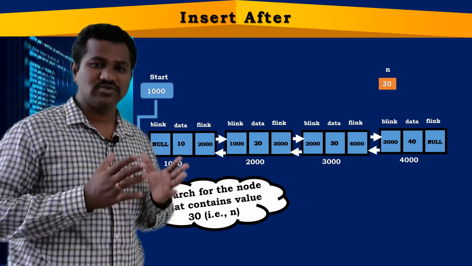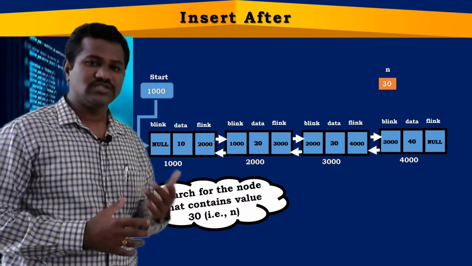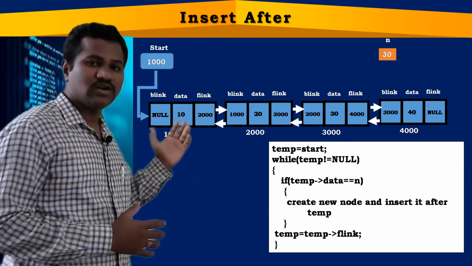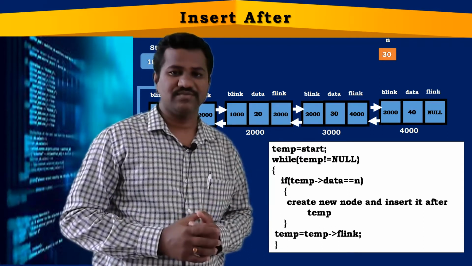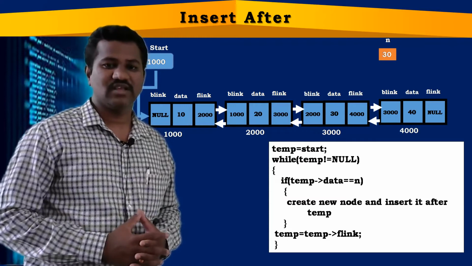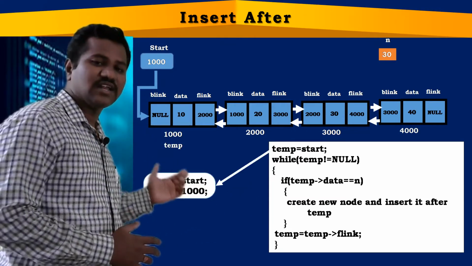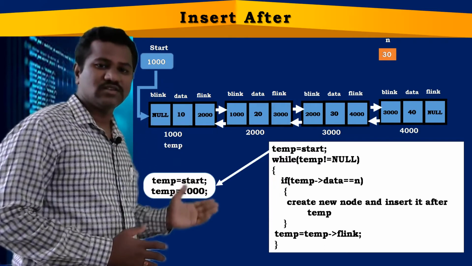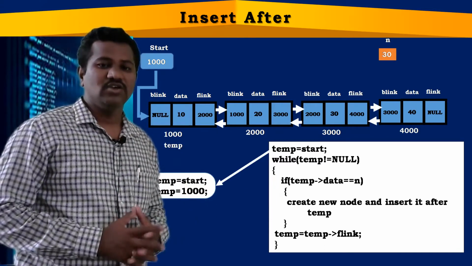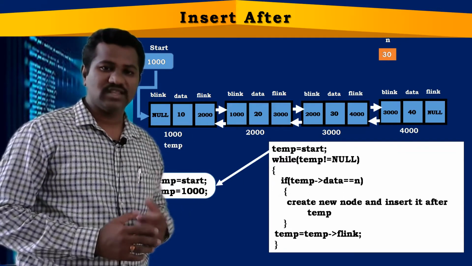That means initially we need to search whether 30 exists in the list. And how to search? Starting from first node till the last node, we need to search. And for that purpose, we'll be going with these instructions. Let us see them one by one. Now, I'm going to store start in temp. Start contains 1000, and 1000 has been stored in temp. Your temp is pointing to the first node. Now, the data part of temp has to be compared with n.